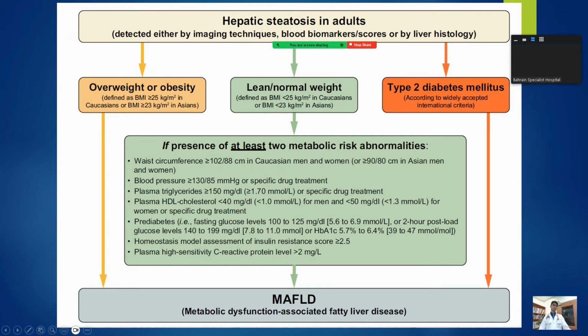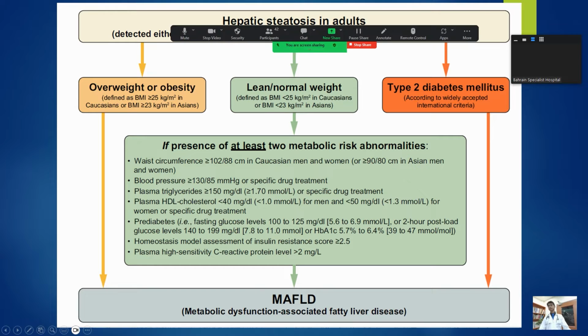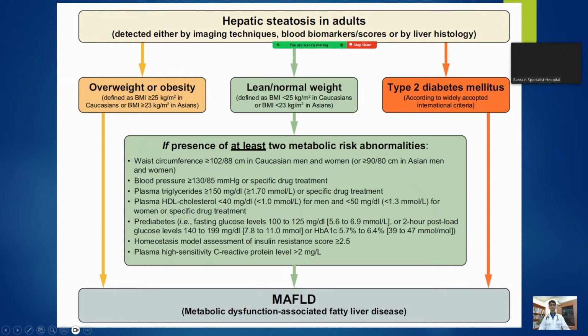If you see, there is the overweight group, and second, the type 2 diabetes mellitus group. But in the middle, we have a group which is lean or normal body weight, but has some metabolic features, like increased waist circumference, central obesity, which is very common in the Asian population, hypertension, high triglycerides, low HDL, pre-diabetes, or insulin resistance documented by insulin level or the HOMA-IR index, and high-sensitivity CRP of more than 2. They are all grouped together and called MAFLD.